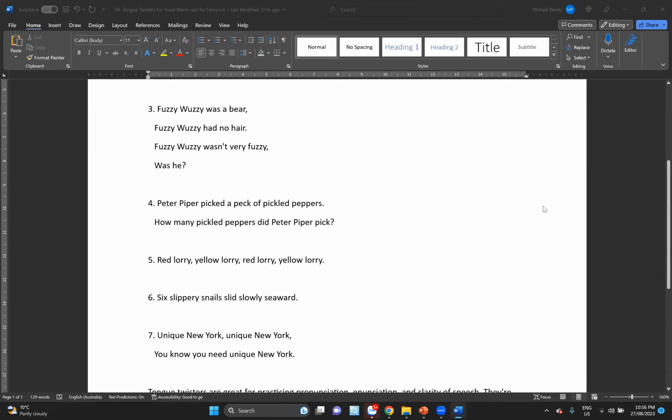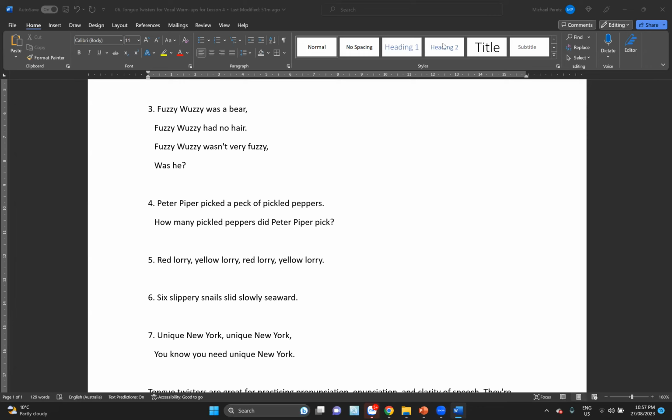Okay, Alice, can I get you to read number 5, please? Okay. Red lorry, yellow lorry, red lorry, yellow lorry. Okay, very good. So did you hear, Alice, when you were pronouncing that, there were a few of the consonant sounds that started to not be pronounced. So we really want to focus on correct pronunciation with these. So red lorry, yellow lorry, red lorry, yellow lorry.